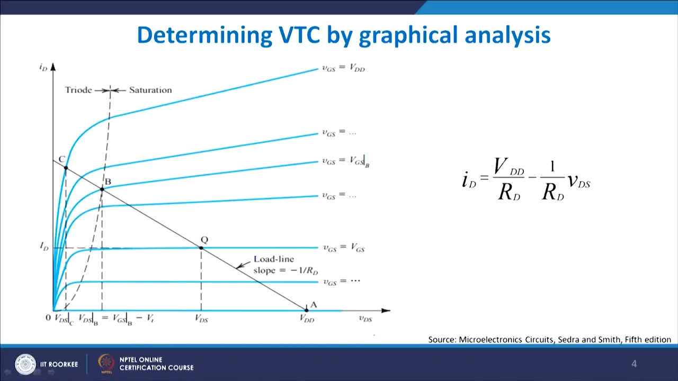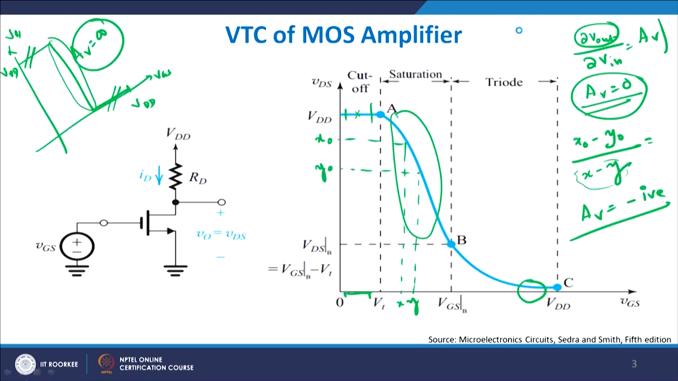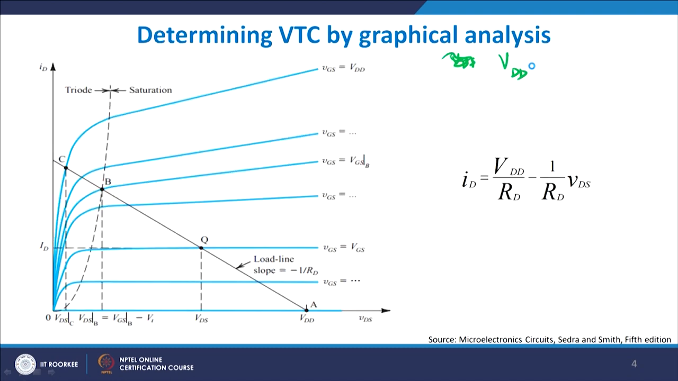With this, let me carefully show you how to do it by the graphical method. As I was discussing, if you plot ID versus VDS, you go back to your previous slides: VDD equals ID RD plus VDS. So what I can safely write is that VDS equals VDD minus ID RD.